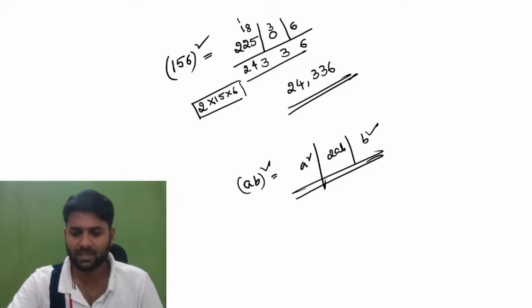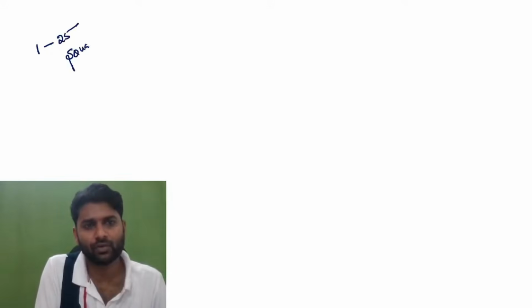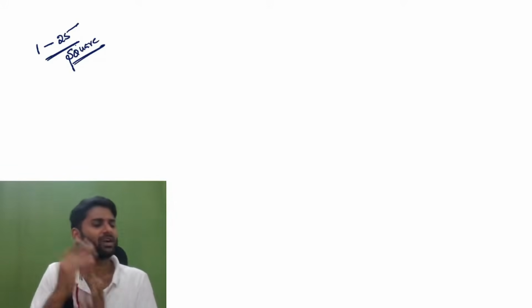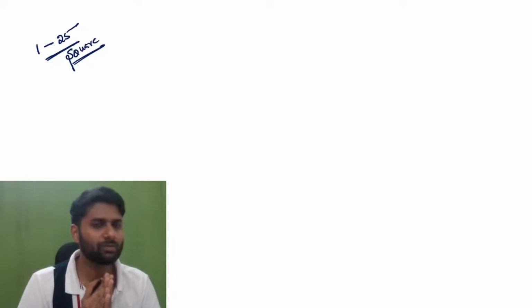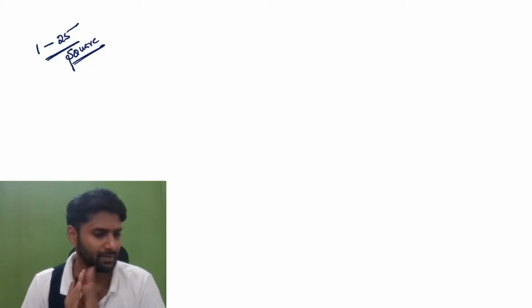Is it clear? I want to teach you another approach, but in this approach you must know each and every value from 1 to 25 squares. If you know 1 to 25 squares, we can solve any numbers beyond 25. It's all about base concepts, but you must be good at 1 to 25 squares.